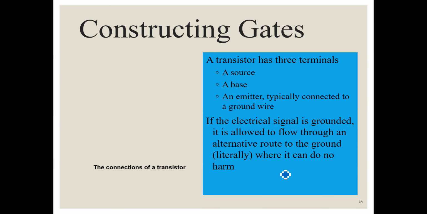Constructing transistors. Let us see now how to construct a transistor. A transistor has three terminals. First of all, a transistor is a three terminal device. It means it has got three terminals. First one is called a source, second one is called a base, and the emitter. I have shown you a transistor in the previous slides. The base, source, and emitter I have talked about there.